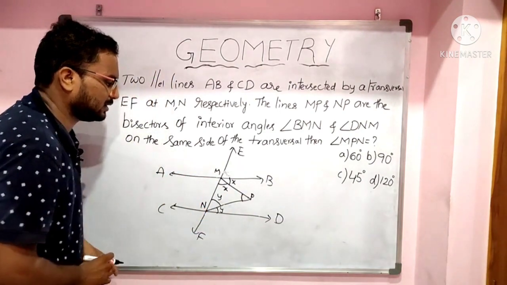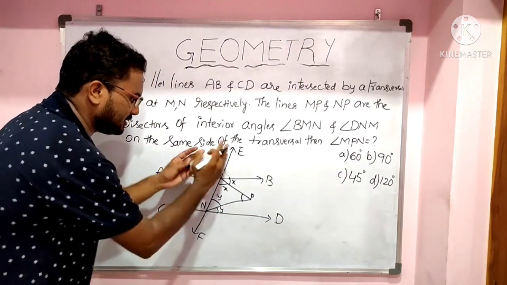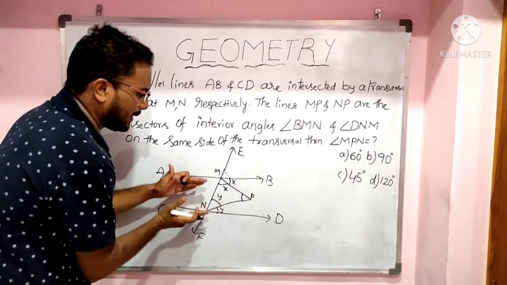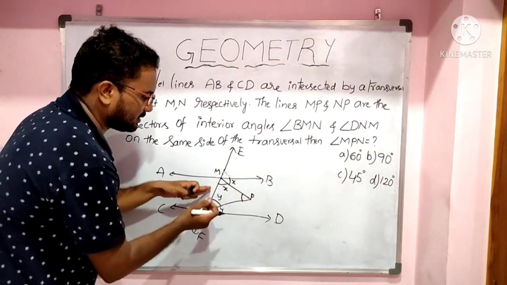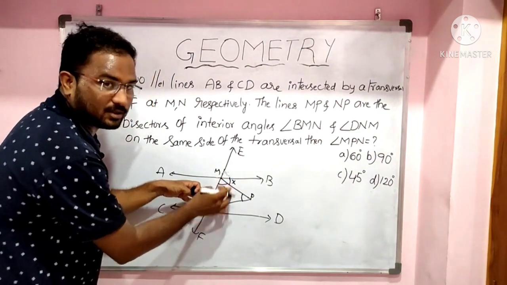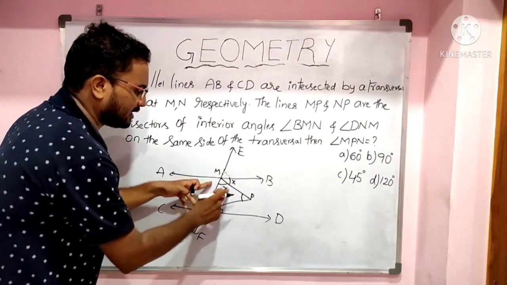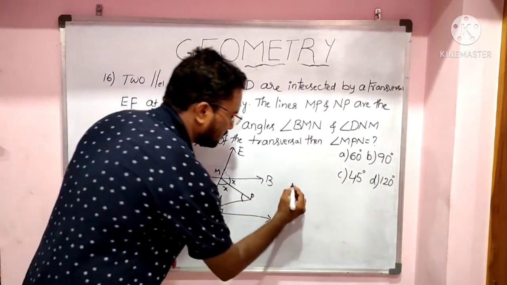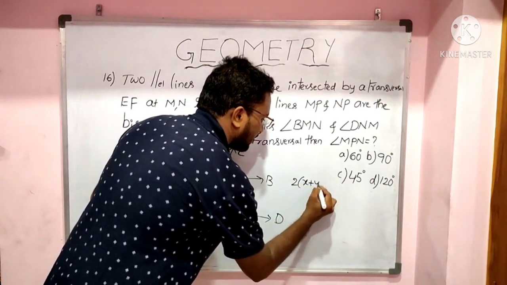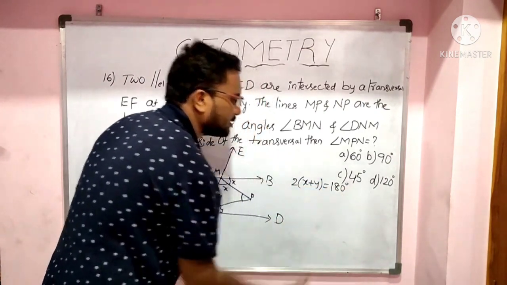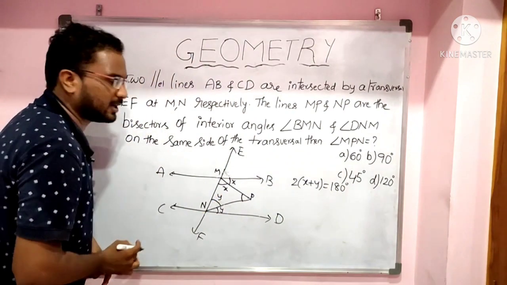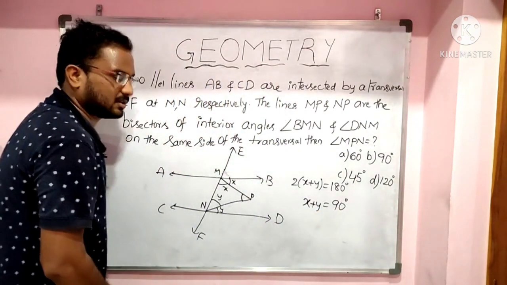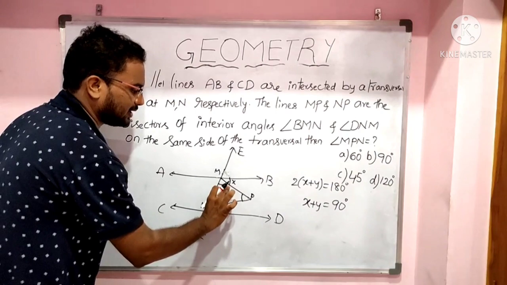So first of all, these two lines are parallel lines, and this is the transversal. If two parallel lines are cut by a transversal, always the sum of the interior angles on the same side of the transversal is 180 degrees. So x plus x plus y plus y, 2 into x plus y equal to 180 degrees. So x plus y equal to 90 degrees. So these two angles sum is 90 degrees.